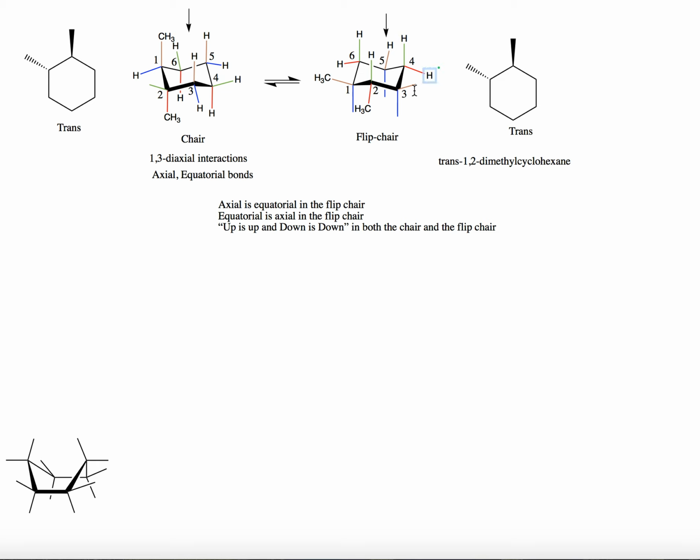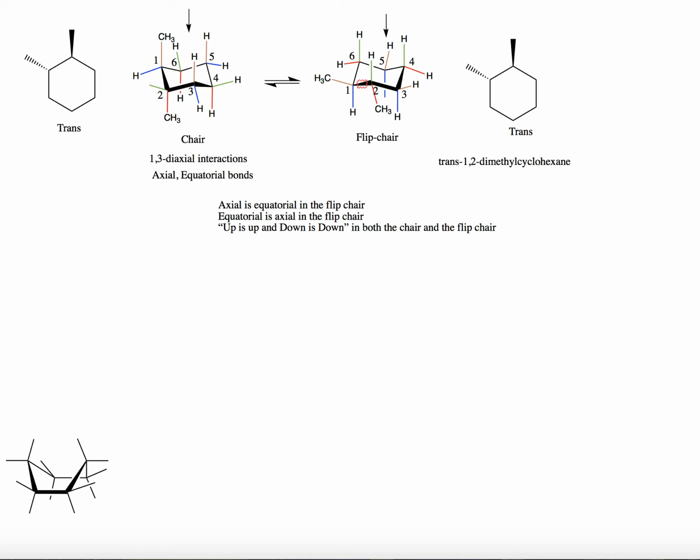Whereas in the original chair, the two methyl groups, I'm going to show this now, the two methyl groups here are in axial position. So these methyl groups have a 1,3 diaxial interaction with these two hydrogens. This methyl group has 1,3 diaxial interactions with these two hydrogens. Whereas these two methyl groups are in the equatorial position, no 1,3 diaxial interactions, and therefore this conformation is more stable.